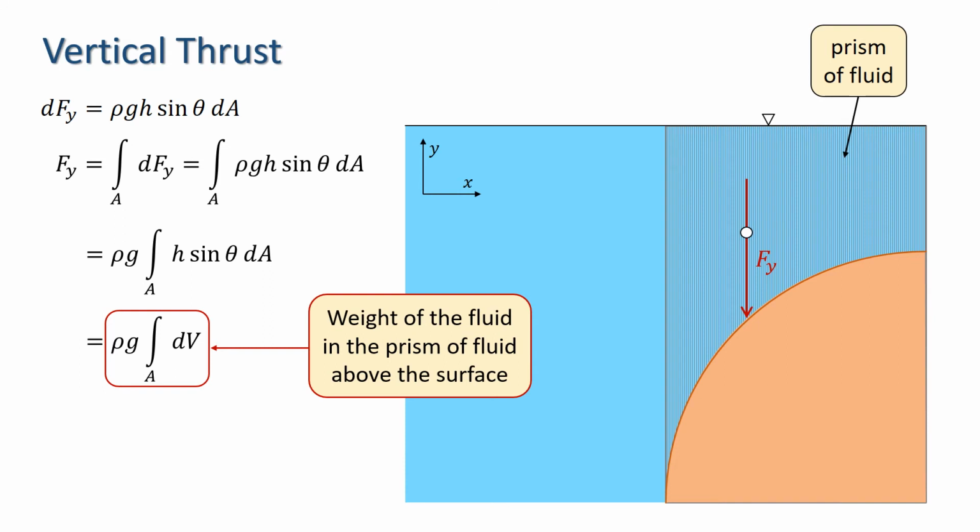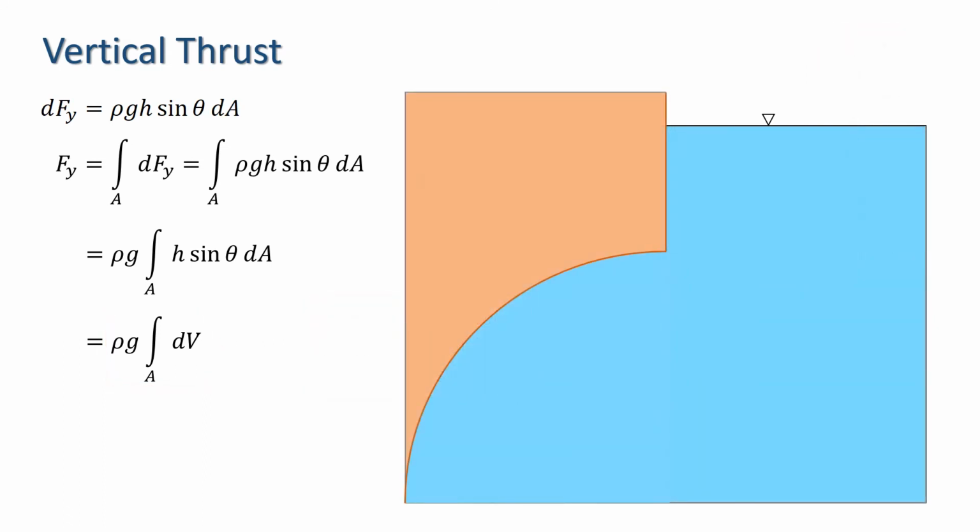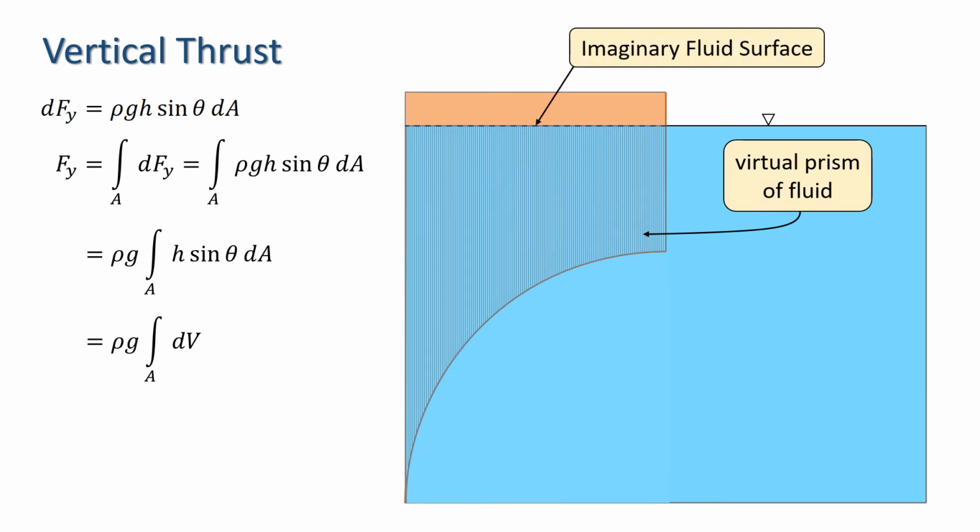The direction of the vertical thrust depends on the nature of this prism. If it is a real prism, i.e. the fluid is above the surface we are interested in, as shown here, then we have a downward thrust. In the case where the fluid is below the surface, the integral is the same. But in this case, the magnitude of the vertical thrust equals the weight of the fluid that would fill the space above the surface, i.e. instead of a real prism of fluid, we have a virtual prism of fluid. The thrust in this case acts upward through the centre of gravity of the virtual prism of fluid.